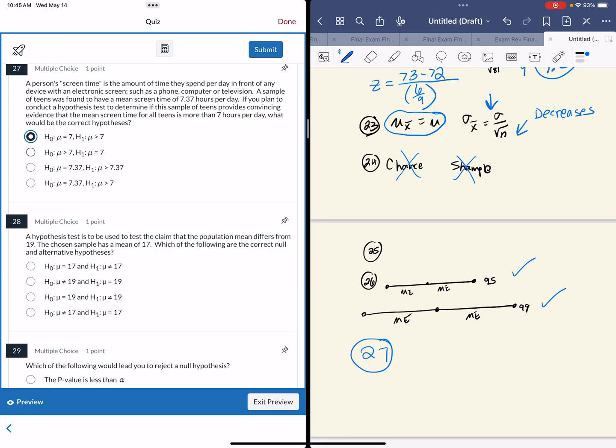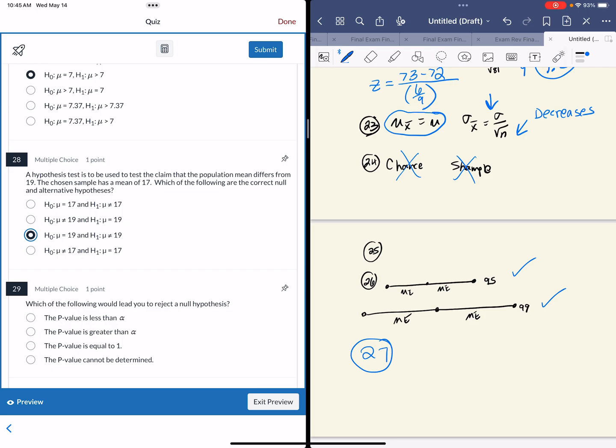On this one, we want to test the claim that the population mean differs from 19. All right, so I know it's the second or the third one, because it's got to have 19 in it. Differs from 19, it has to be the third one. The sample mean is 17. Don't let that throw you off.